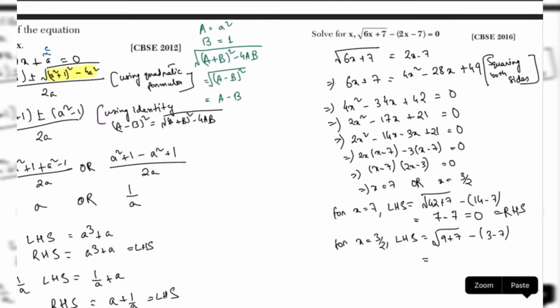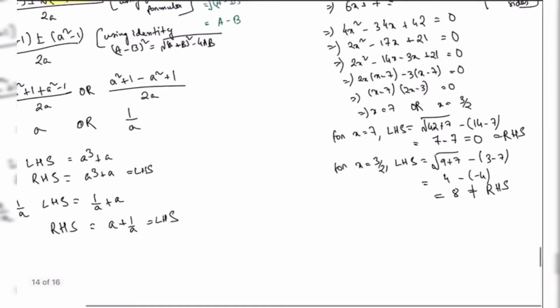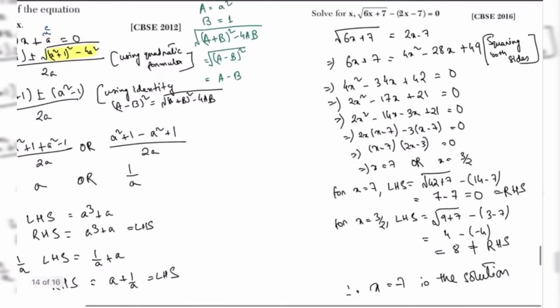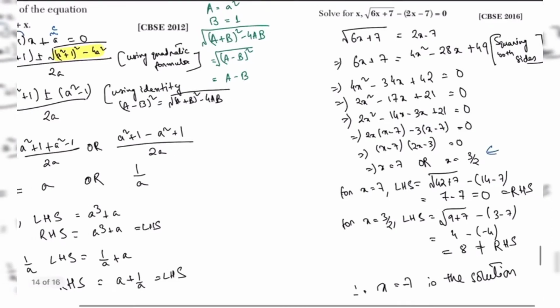So this is 9 plus 7 is 16, root 16 is 4, minus 4 equal to 8, which is not equal to RHS. Therefore, x equal to 7 is the solution. So now you might be wondering, why is it that when solving this equation we got two solutions but only one of them, namely x equal to 7, satisfied the equation?